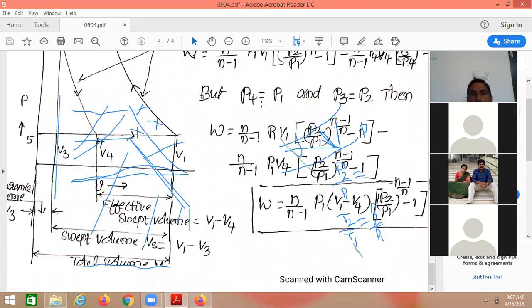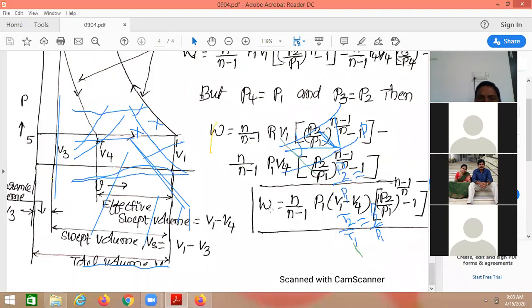n by n minus 1, P1 V1, P2 by P1 whole power n minus 1 by n, minus 1, minus of this subtracting cycle. So P4 V4, P4 equal to P1, so I have replaced P4 with P1. As usual, V4 is there. And I have written P3 equal to P2, therefore P3 I have replaced with P2, P2 by P1 whole power n minus 1 by n.